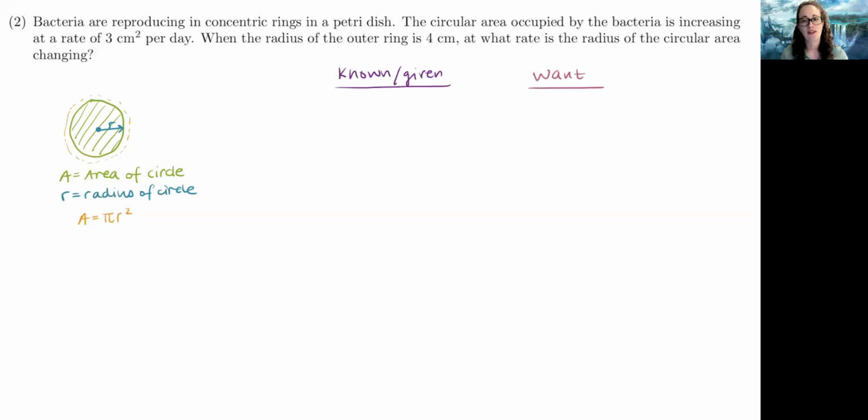So there are some keywords here, but also try to visualize. Don't rely too much on just keywords and stuff like that. But increasing is a good indicator, and then the per day, and of course at a rate. So the area is what's increasing at a rate of 3 square centimeters per day. Okay, so that rate of change will be dA/dt. The rate of change of the area is increasing, so it'll be 3 square centimeters per day.